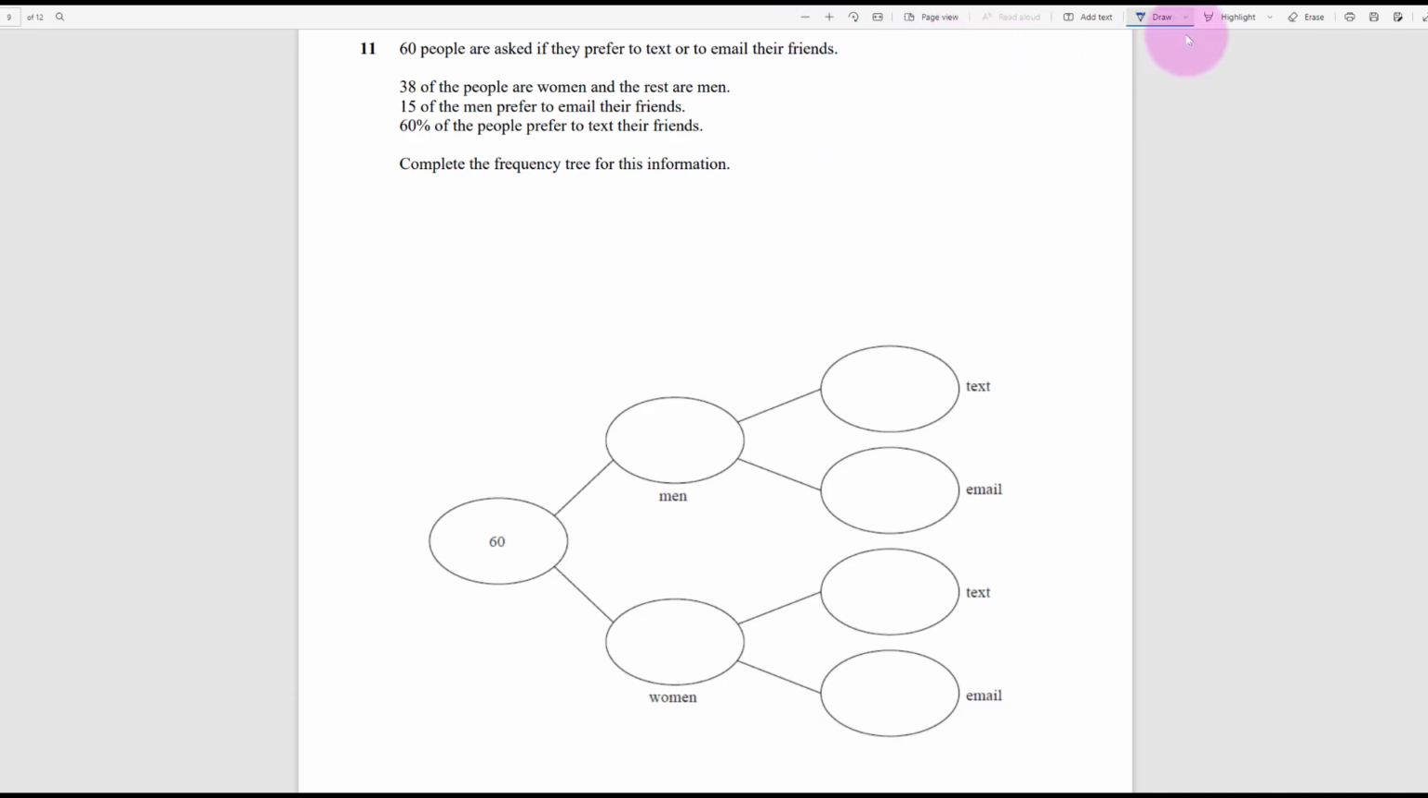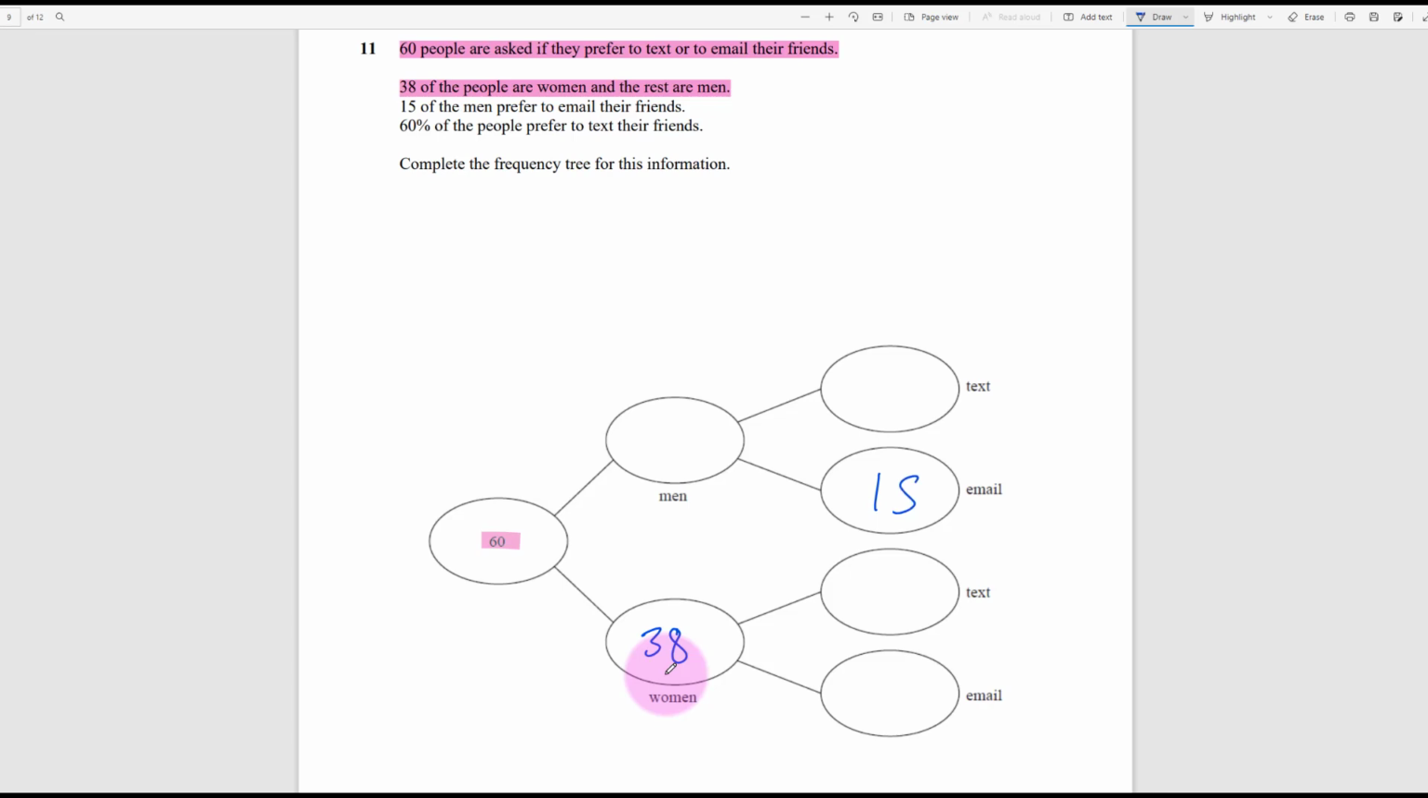Let's zoom out. 60 people are asked about this. This is your 60 here. 38 of the people are women and the rest are men. So we can fill out 38 here. That's 38. 15 of the men prefer to email their friends. So go to men, that must be 15.